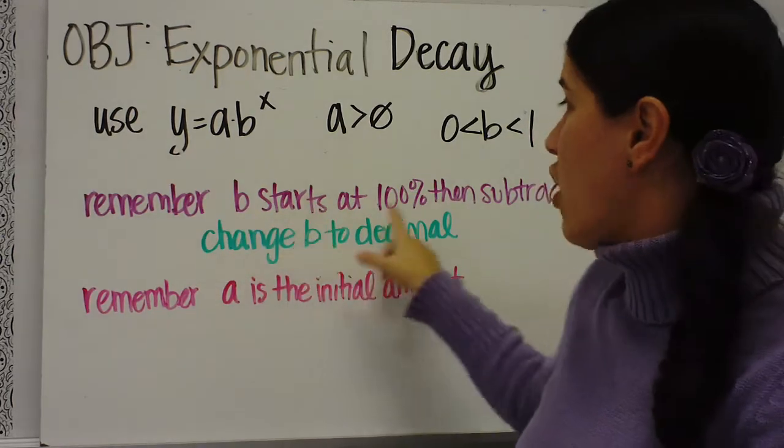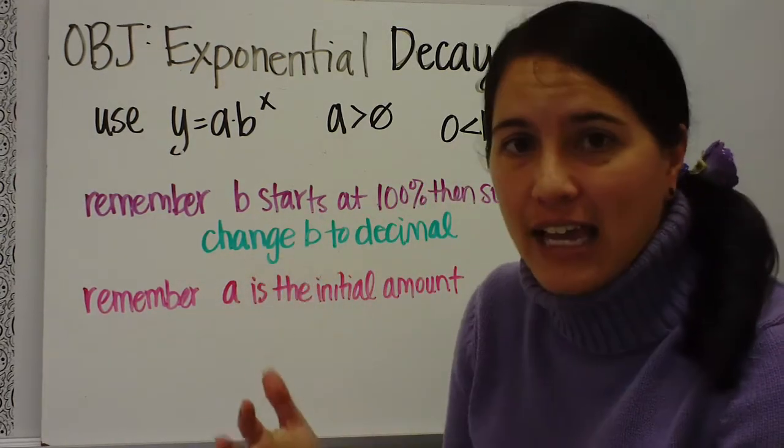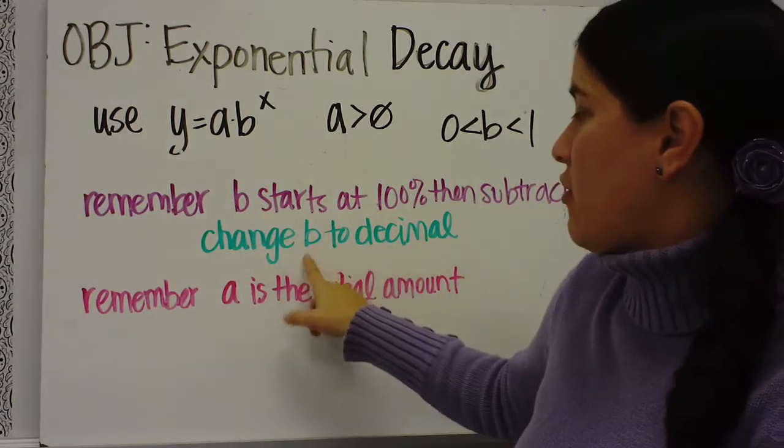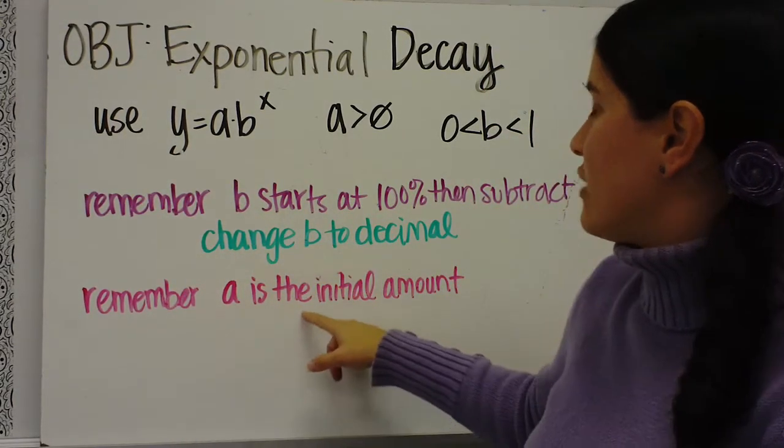So just remember that you start at 100%, and then whatever it's decaying, you're going to take that away from the 100%. And then you have to change b to a decimal, and a is your initial amount.